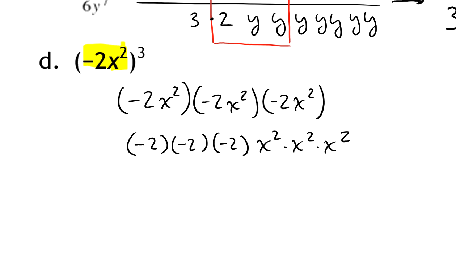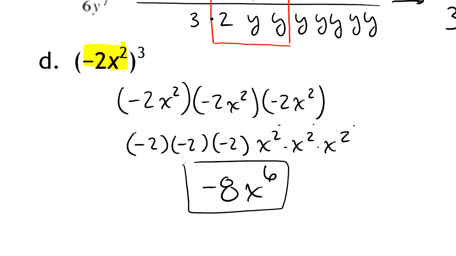So if I look at this, negative 2 times negative 2 is positive 4, and positive 4 times negative 2 would give me a negative 8. And then in terms of x's, I have x to the 1, 2, 3, 4, 5, 6, x to the 6th power. There are 6 factors of x there. So my answer is negative 8x to the 6th power.